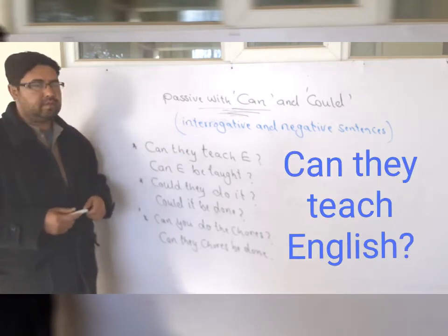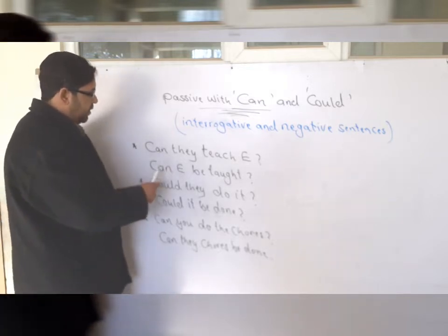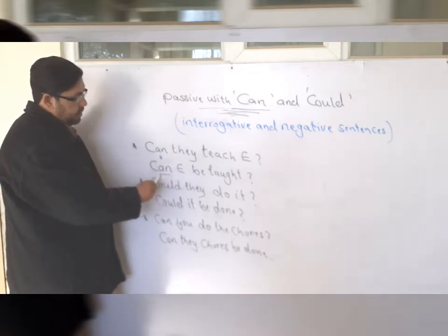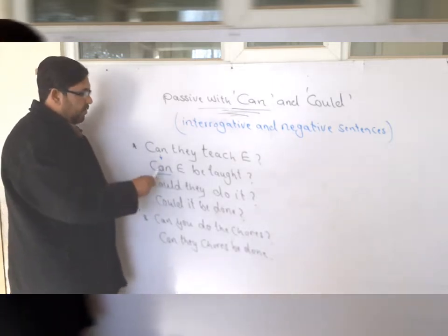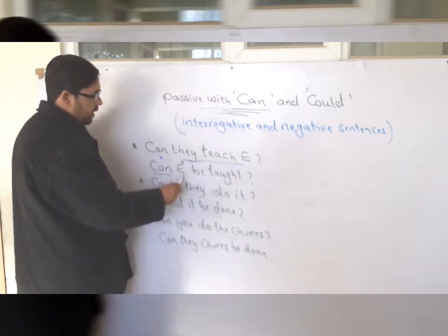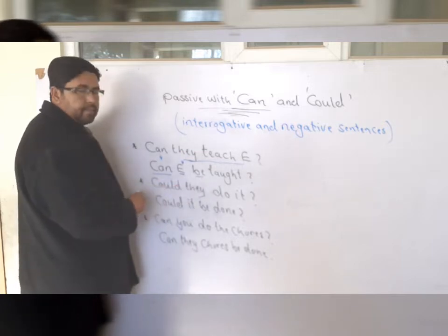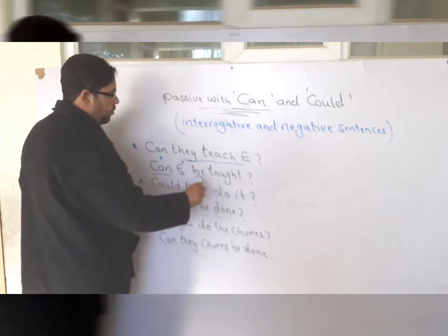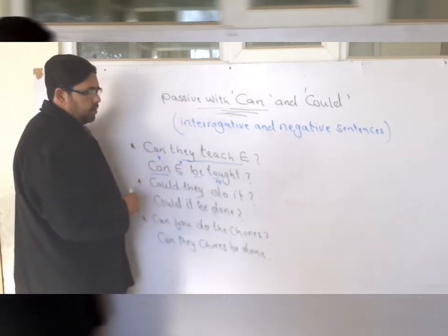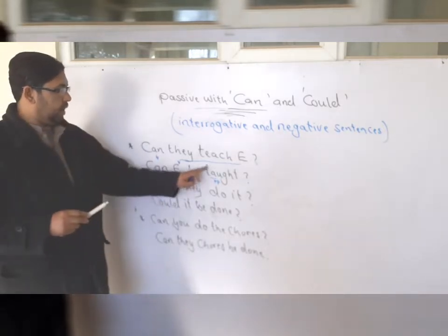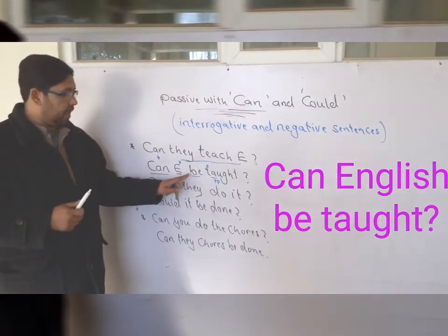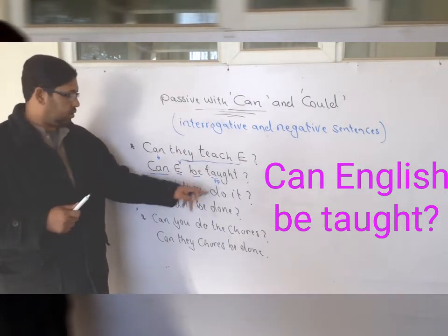This is an interrogative sentence. So in interrogative sentences, do not change the place of can. The place of can is at the beginning of the sentence. After can, use the object of the sentence, which is English. And after the object, use be. After the verb be or being, use the third form of the verb, which is taught here. The third form of teach is taught. Can they teach English? Can English be taught?